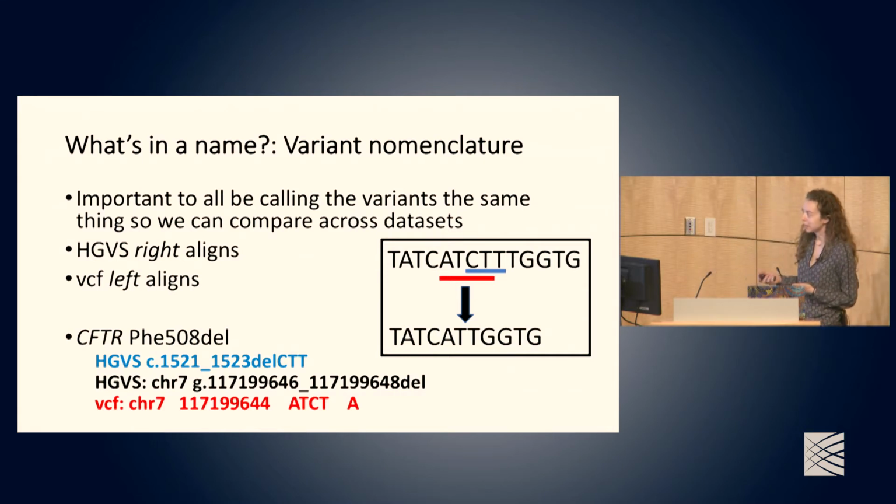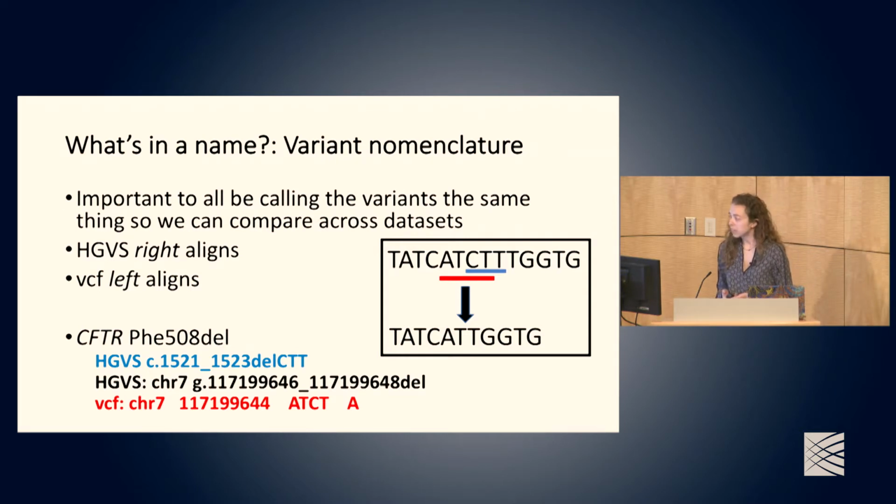A classic example is the CFTR gene here. It's a phenylalanine 508 deletion. It's an in-frame deletion. And yet HGVS nomenclature gives it totally different genomic coordinates than a VCF does. And in a non-intuitive way, in that it's not even one base pair off, it's two base pairs off, which even as I was putting this together, I had to stop and actually phone a friend to get some help with how this works again, because it is very non-intuitive.